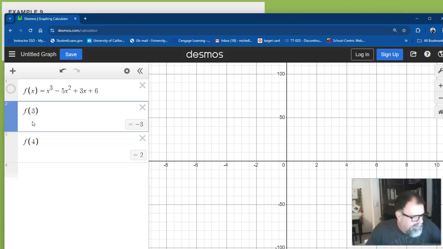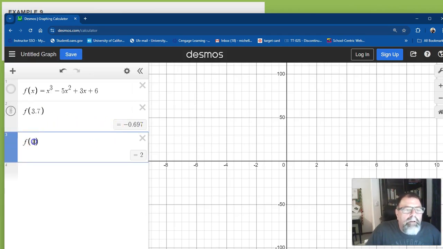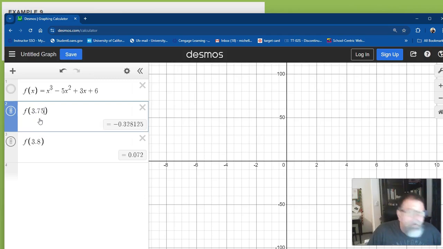So somewhere between 3 and 4. Let's try 3.5. This is basically the high-low game you would play. See? This one's negative, this one's positive, so it's in between these two. Let's do 3.7. Okay, that's still negative, but we're getting closer. So let's go to 3.8. This one's positive, so it's somewhere between 3.7 and 3.8. What about 3.75? Okay, so it's somewhere between those two.